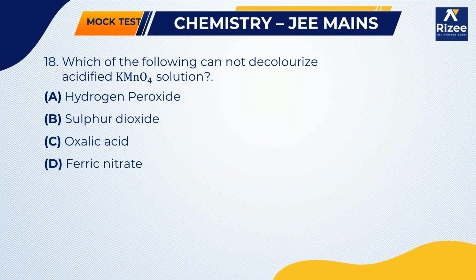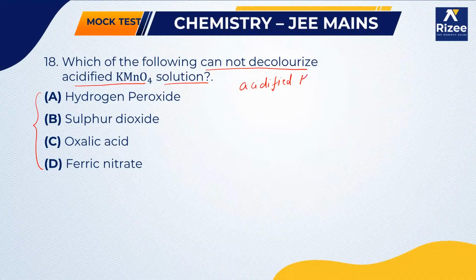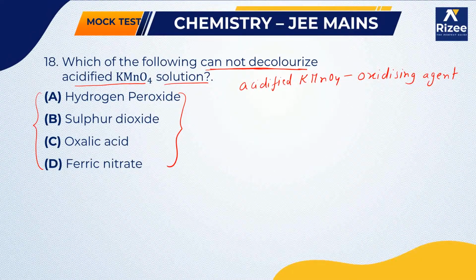Which of the following solutions cannot decolorize acidified KMnO4 solution? So let's see all that. What is the use of the acidified KMnO4? We all know that it is an oxidizing agent, which means it will oxidize the other compounds. So what he is saying is that among these four substances, he is asking which ones the KMnO4 solution cannot oxidize.